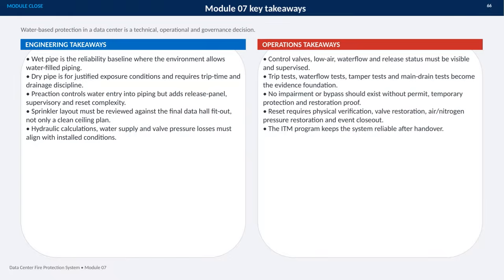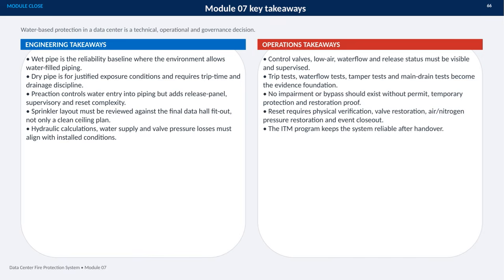This module closes with a central message. Water-based fire protection in a data center is a technical, operational, and governance decision. The engineering choice depends on the environment. Wet pipe is the reliability baseline where water-filled piping is acceptable. Dry pipe should be reserved for justified exposure conditions, with careful attention to trip time and drainage. Preaction limits water entry into the piping, but introduces added release panel, supervisory, and reset complexity.